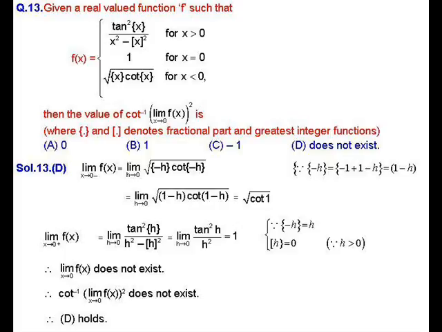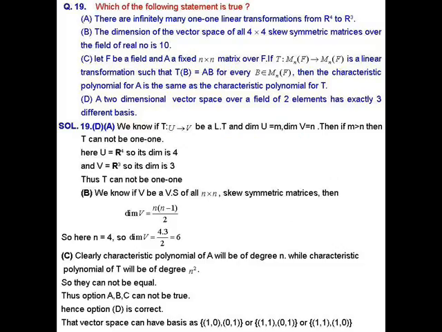When we evaluate this limit, the value of this limit is equal to 1. Now we observe that the value of the left hand limit is nothing but the square root of cot 1 and the value of the right hand limit is equal to 1. So both the limits finitely exist, but they are not equal. Hence our limit does not exist. That's why the value of cot inverse of the limit x tending to 0 of f(x) to the whole square does not exist. So our option is D.